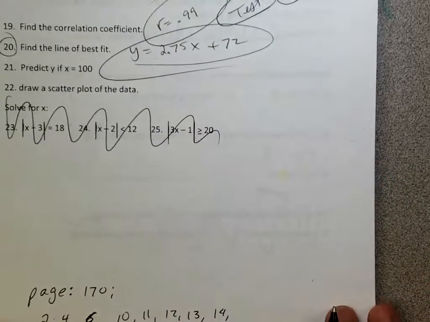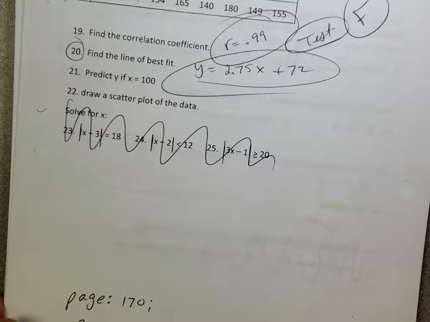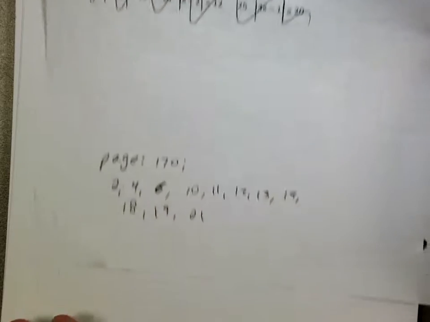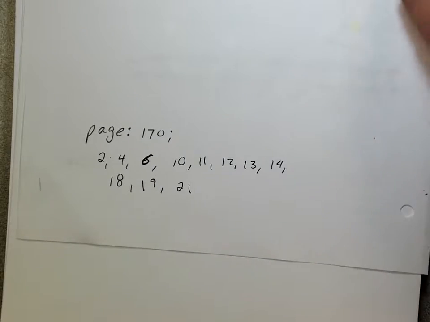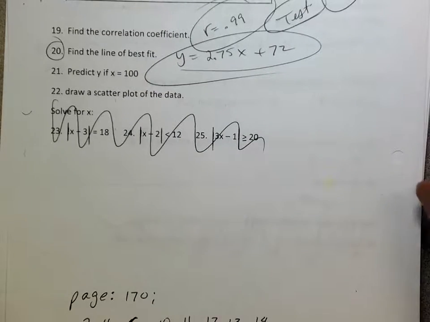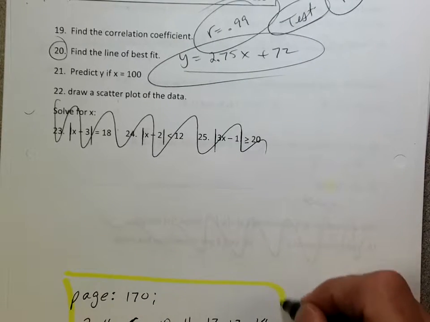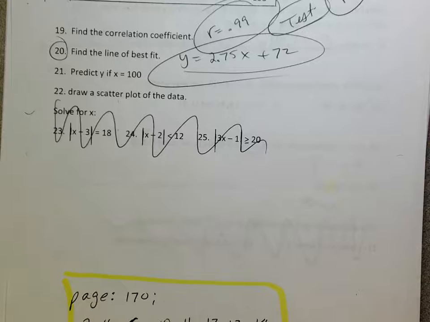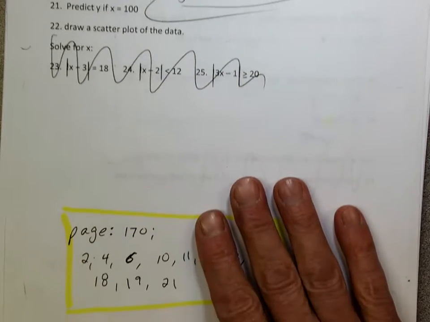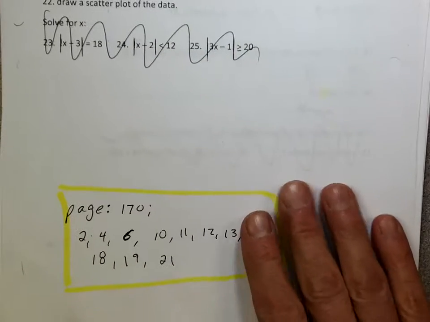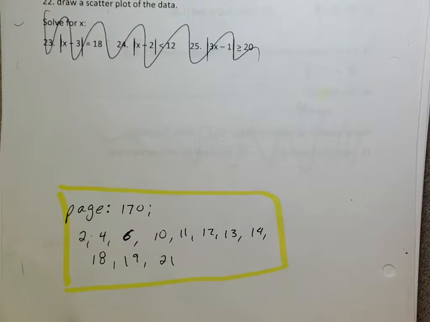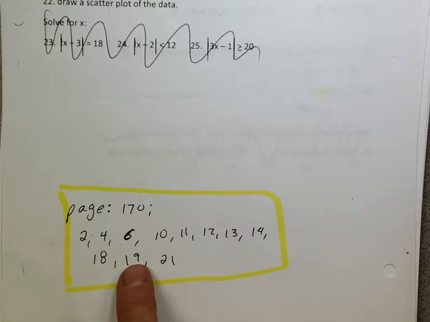Okay, so questions? All right, not bad. We've got lots of time to get this done. So we've got some homework to do. I want you to do page 170, and of course it's a pretty good review. It's going to be 2, 4, 6, 10, 11, 12, 13, 14, 18, 19, and 21. It's not that much.